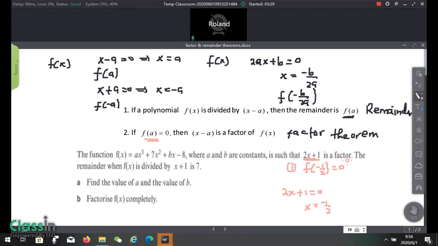This is 1. The second part is the remainder when f of x is divided by x plus 1 is 7. This means f of negative 1 will be 7. That's what this means. F of negative 1 is 7. So this will give us two equations, equation 1 and equation 2, and we can solve for a and b. Let's look at it.